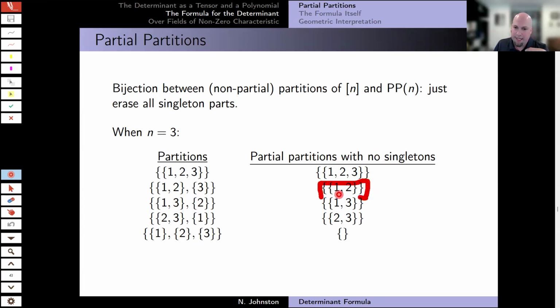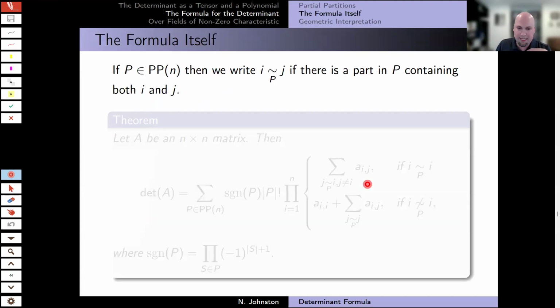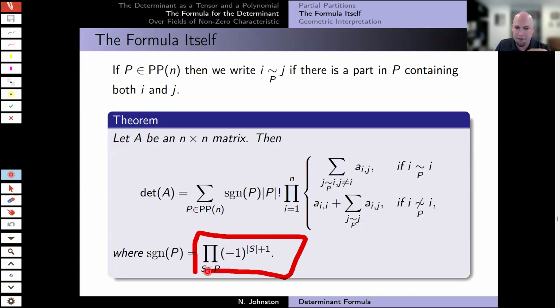Down here, I identify the partial partition {1,2} with the permutation written in cyclic notation as (1 2). In other words, it just transposes 1 and 2. Well, that's an odd permutation, so this is an odd partial partition as well. So I'm going to give it sign -1, whereas this even one up here had sign +1. So that's all this funny little sign function down here is doing.